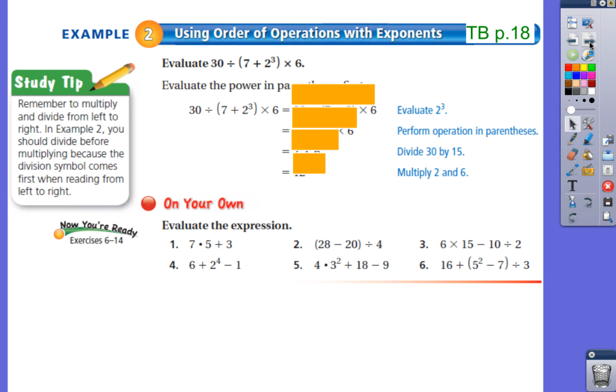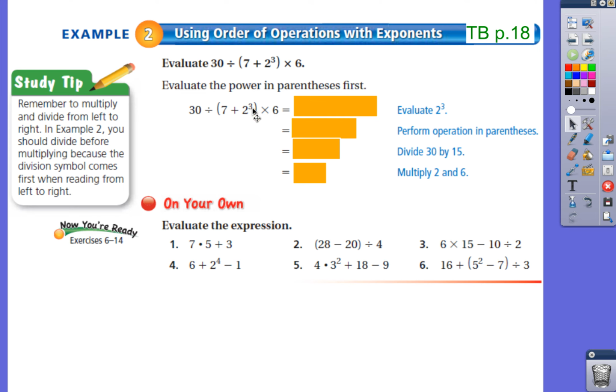Okay, let's take a look at example 2. This time we have a problem with exponents. So in our PEMDAS, we also have to pay attention to the E. So let's take a look at the problem and our first step. It says 30 divided by, parentheses, 7 plus 2 to the third power, parentheses, times 6. So when I work through these, sorry, my boxes are a little off. There we go. Evaluate the power in parentheses first.